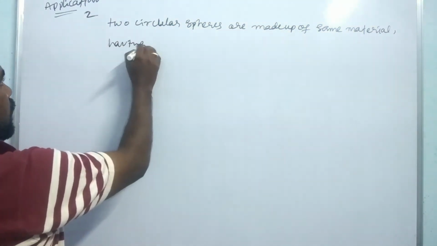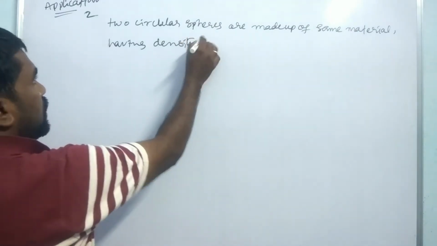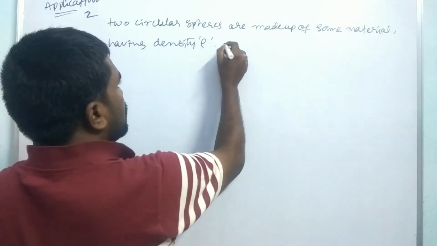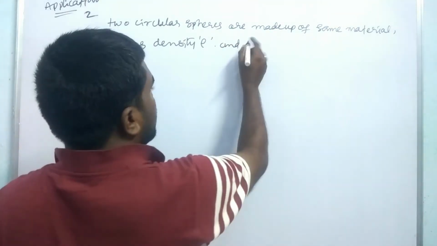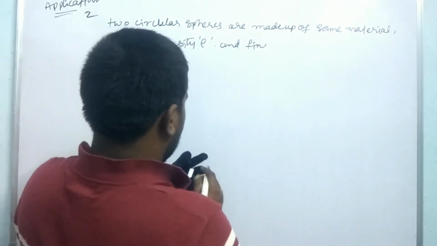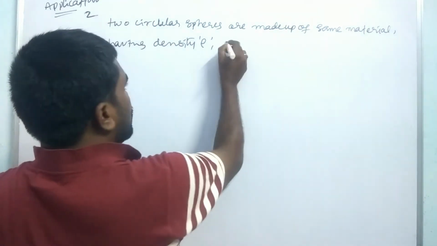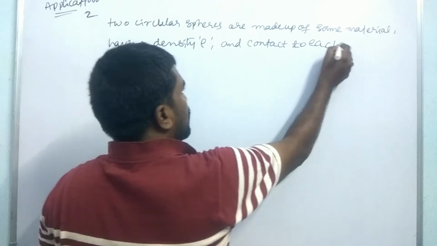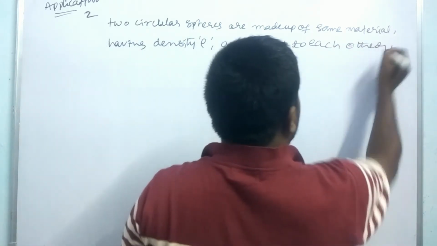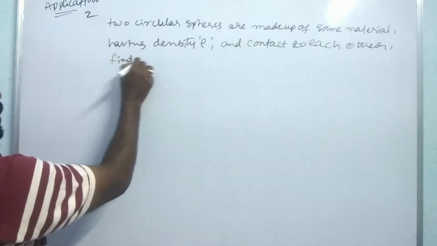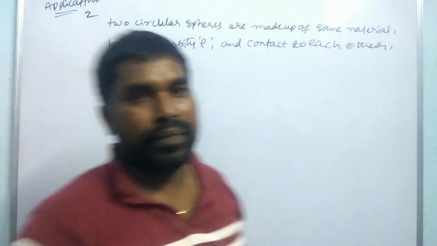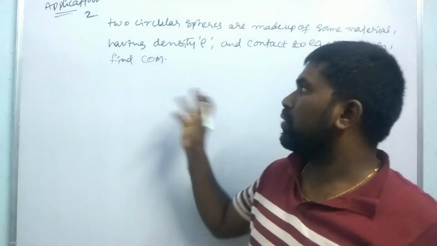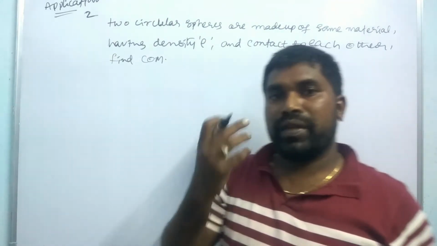Having density rho, and in contact with each other, then find the center of mass. In the previous example we discussed two discs in contact with each other. Now we have to discuss two spheres in contact with each other.